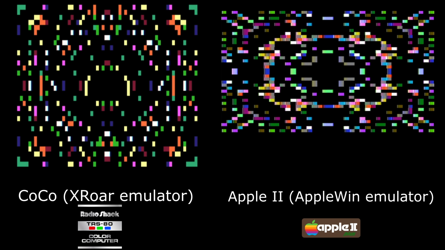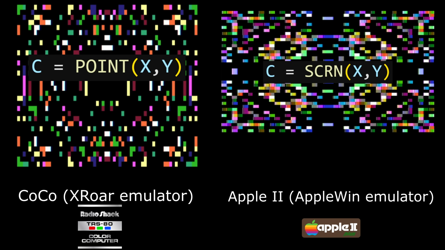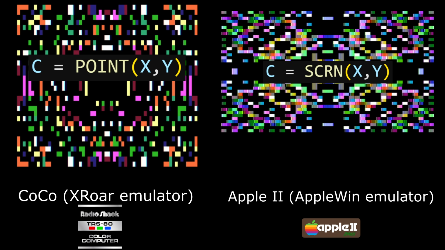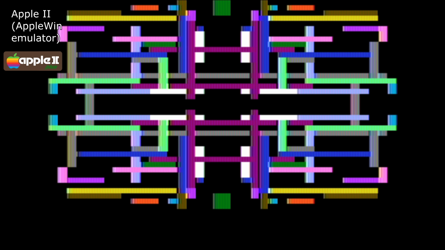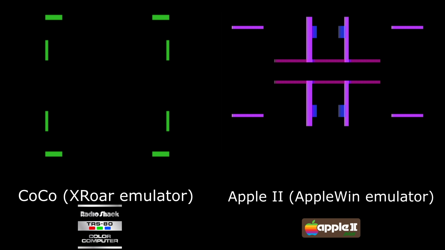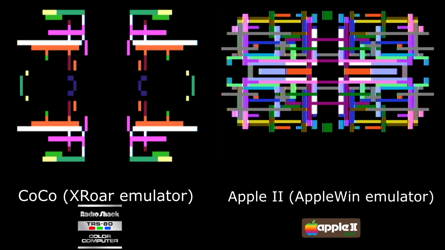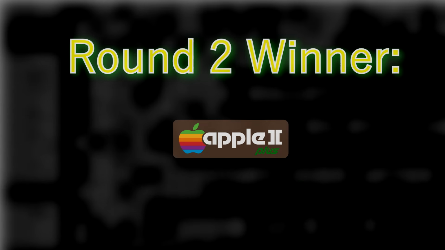What else can we do in low res other than just plotting points? Both the CoCo and the Apple have ways to query what the color of a particular pixel is. This can be useful for hit detection in games. But the Apple takes it one step further and offers commands for drawing horizontal and vertical lines. You can't draw lines at any angle, but even just being able to do perfectly horizontal and vertical lines is nice. And the only way to do this on the CoCo is to draw the dots yourself. BASIC loops be slow. Again, Apple II wins this round.